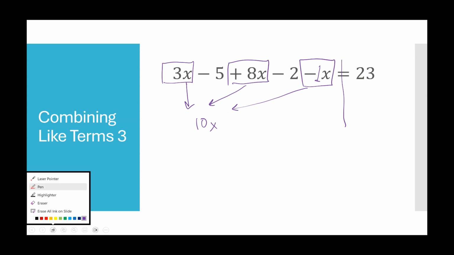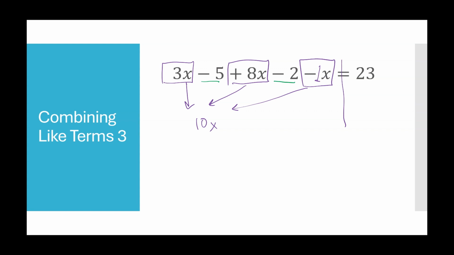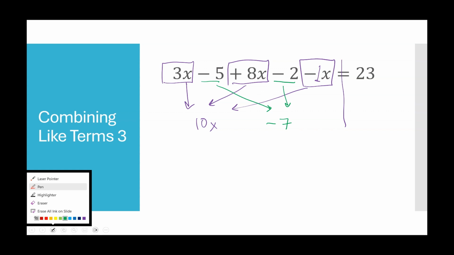Then I still have my numerical terms, -5 and -2. So -5 minus 2 leaves me -7. I'm getting even more negative when I combine those together. And we still have 23 hanging out over there.